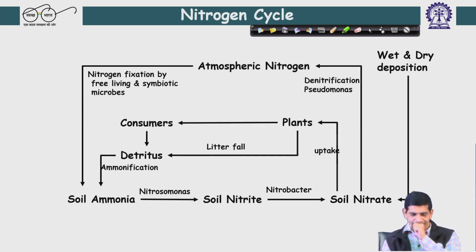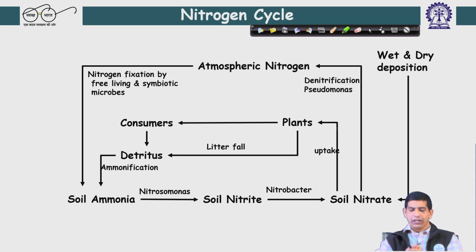Nitrogen cycle, again you have your soil ammonia, soil nitrite and soil nitrate. We have atmospheric nitrogen which gets fixed by free living or symbiotic microbes, and those microbes move it to soil ammonia. Then Nitrosomonas makes it soil nitrite, then Nitrobacter bacteria make it soil nitrate. Then wet and dry deposition of waste and other material also brings nitrate in.